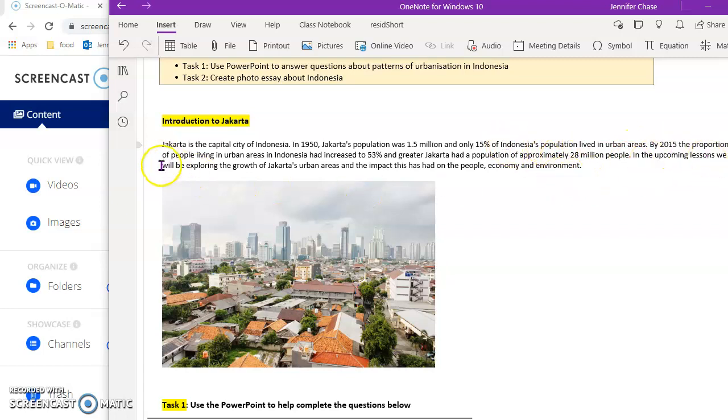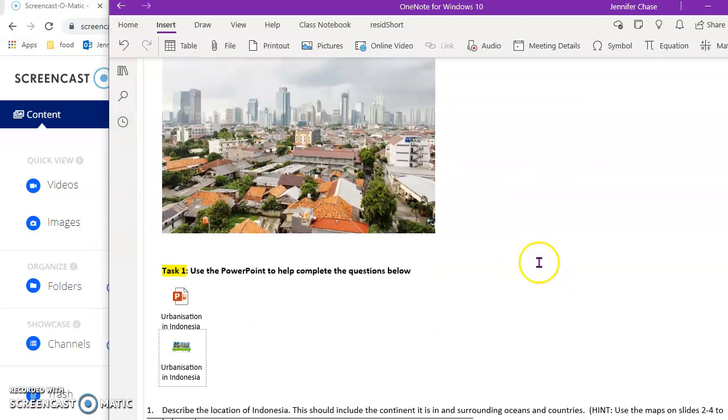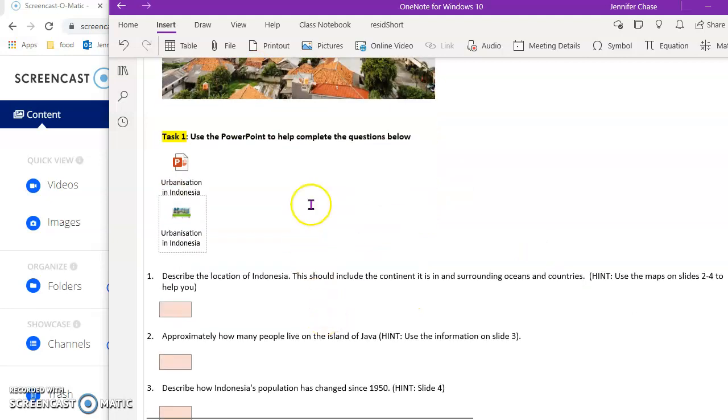In the upcoming lessons, we will be exploring the growth of Jakarta's urban areas and the impact this has had on the people, the economy, and the environment. Okay, so let's move on. And here is a picture of Jakarta. Okay, so let's move on to task 1.